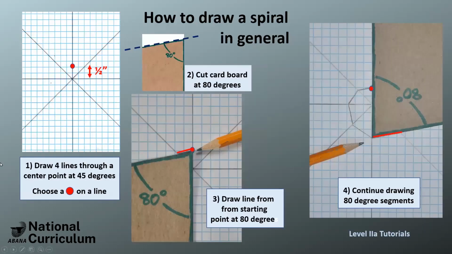So here I show you a different way to draw a spiral. And this would be a general spiral. You can draw any pitch you want with this method. You start with drawing 4 lines here on the first exhibit. They go through a center point, and they all have the same angle between them. Since this is 8 beams around, the angle is 45 degrees. Then you put a starting point on one of the lines. I chose to go 1/2 inch up on this line, but it doesn't really matter. You get the same thing no matter where you start.